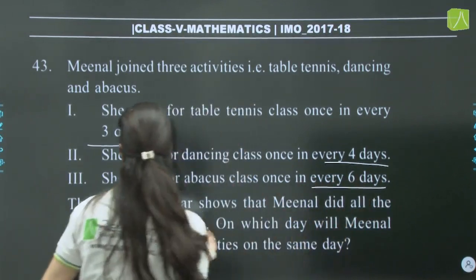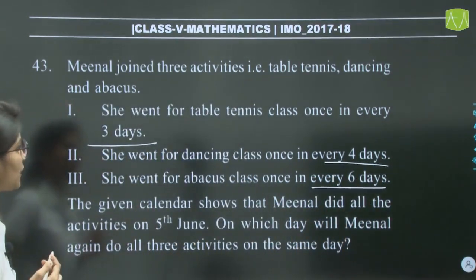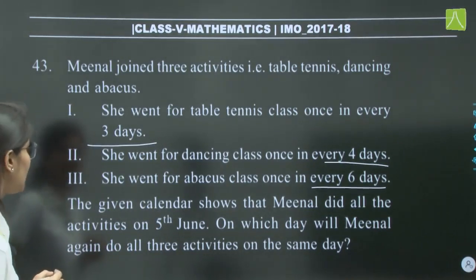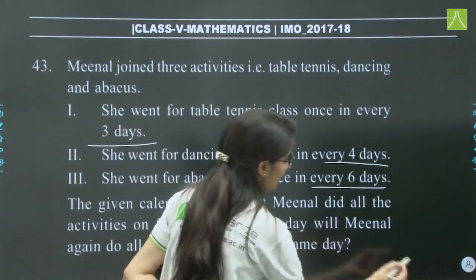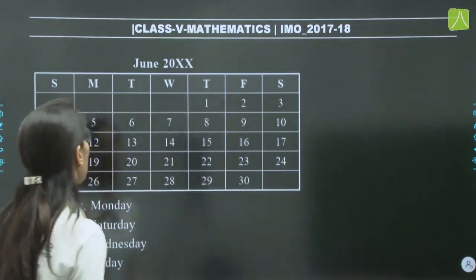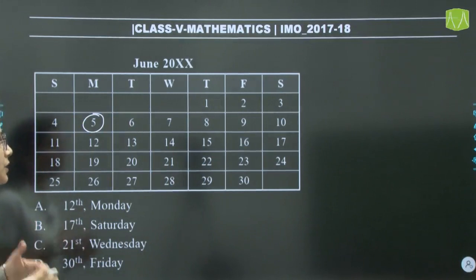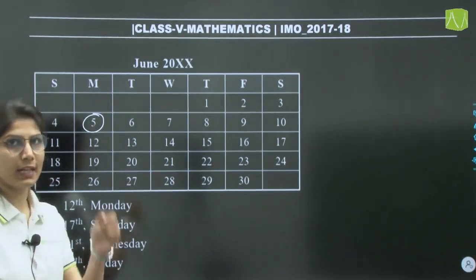So what you need to find out now? The given calendar shows that Meenal did all the activities on 5th June. On which day will Meenal again do all the 3 activities on the same day? So you can see this calendar. On 5th June, she did all the 3 activities. Now we have to find out on which day again she will do all the 3 activities.